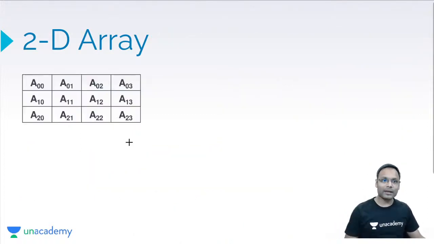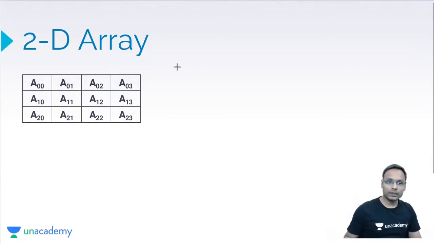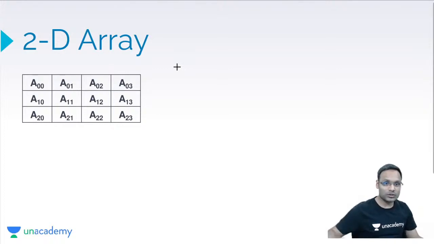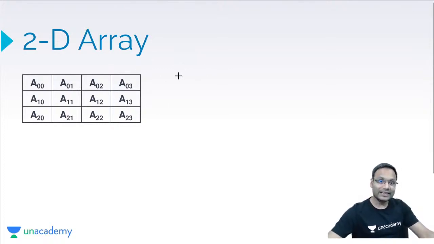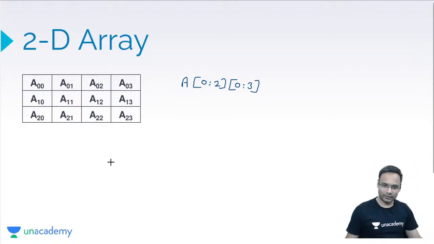Okay, let's move ahead. I have taken a small example here. Both row number and column number start from 0. Now, if both start from 0, how do we define this in the data structure? Lower bound of row is 0, upper bound of row is 2. Lower bound of column is 0, column upper bound is 3. Total number of rows 3, total number of columns 4, total elements 12. Very simple concept. Let's move ahead.